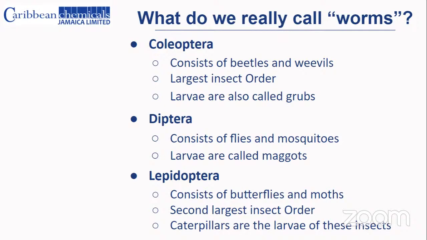These are the pests that we contend with when we speak about certain vegetables, cabbage, corn, callaloo, that we see moving and munching. They are from the order Lepidoptera.